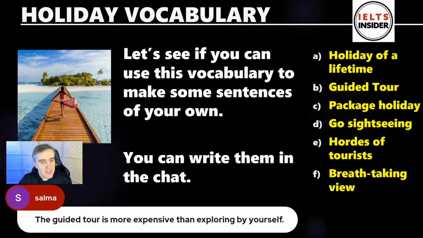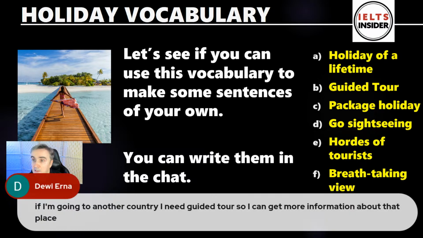Okay, so for this, Salma, I would change this a little bit. So when we're using noun phrases or even nouns, it's more common to use the plural. So instead of the guided tour, we could say guided tours. So guided tours are more expensive than exploring by yourself. So when we're talking about nouns in a general way, we quite often will use the plural form. So guided tours are more expensive. Yes, generally a lot more expensive, aren't they?